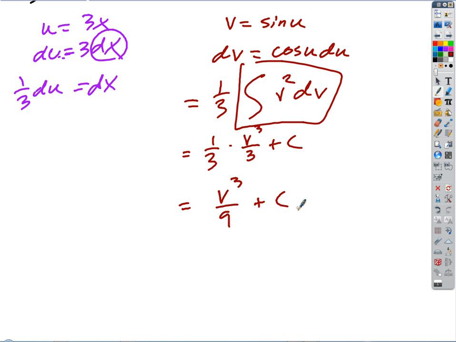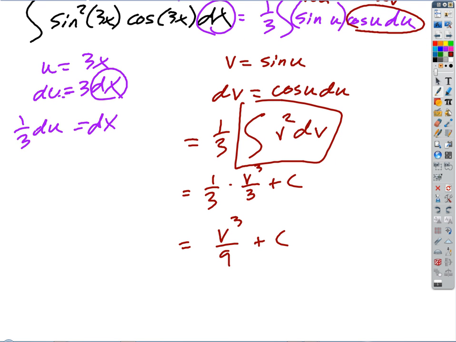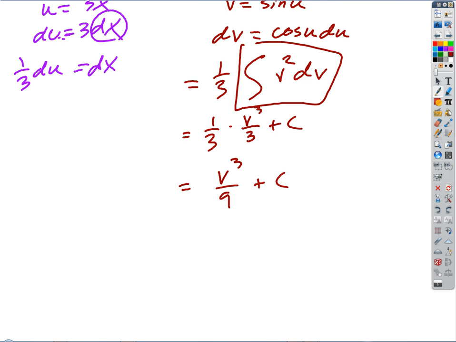Okay, so now what do we do? We did the calculus. Substitute. Okay, we gotta retrace our steps kind of, right? Reverse the process. So what's the first thing we'll do? The sine u in. Okay, good. So v becomes sine u, right? Okay, so this then becomes sine u cubed over 9 plus c.